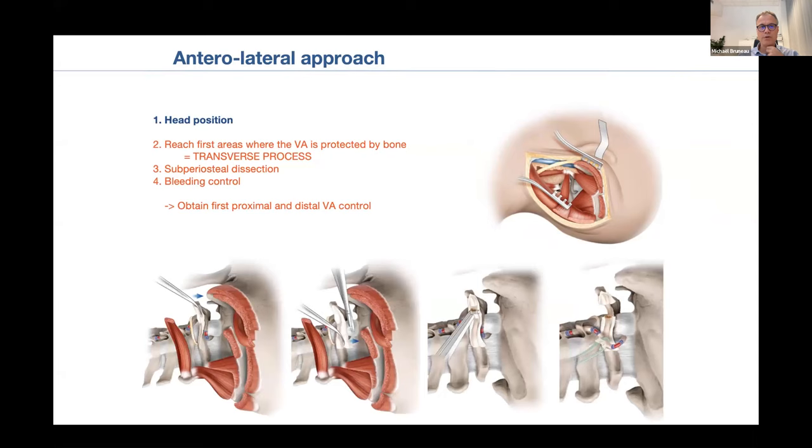As I told you before, the target point is the C1 transverse process when you perform an anterolateral approach. In this location, the vertebral artery is protected by bone. Again, it is the same principle of performing a subperiosteal dissection in order to leave the periosteum in place along the artery. When you do that, from laterally to medially, from inferiorly to superiorly, you will easily mobilize the vertebral artery, you will open the C1 transverse foramen, and after the dissection of the periosteum inside the foramen, you can transpose the vertebral artery. Transposing the vertebral artery will give you access to the anterior structures. Of course, when you treat a patient with a tumor, it's always better to try to obtain proximal and distal control.